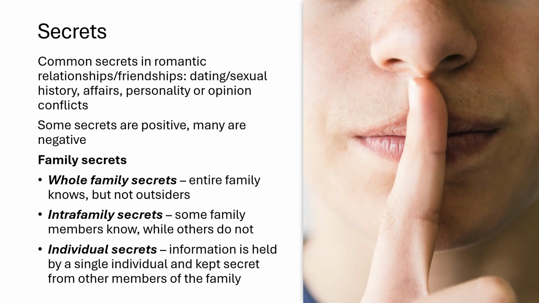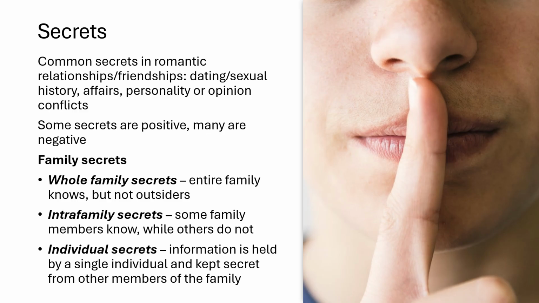And there are three forms of family secrets that are relevant to family units. These differ in how complex the boundary coordination is. So you might have whole family secrets. This is something that your entire family knows, but not outsiders. This could be a secret about a financial situation. This could be a secret about a pregnancy, for example. So these are secrets that people inside the family know, but you're not sharing it with anybody outside the family.